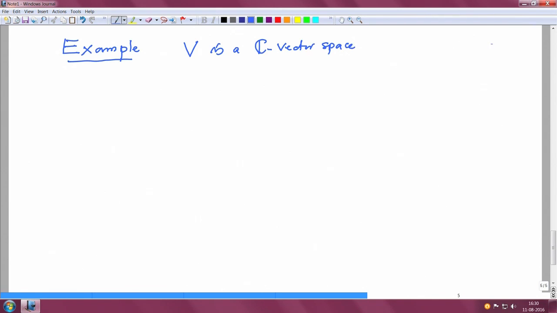But you see, this field C has a subfield R, the field of real numbers. And by the very definition of C, 1 and i are elements in C and they form an R basis of C. This is clear because every complex number z can be written uniquely as x plus iy, where x and y are uniquely determined real numbers.